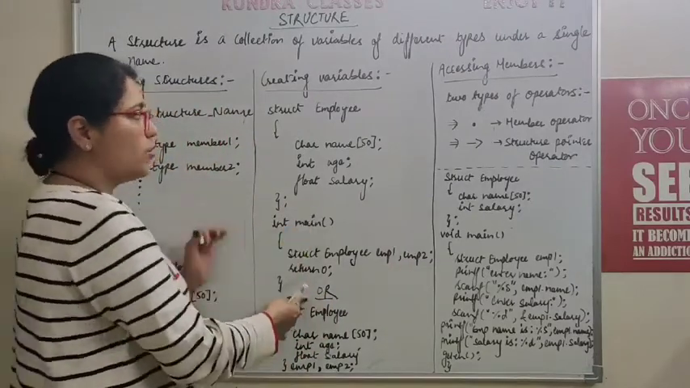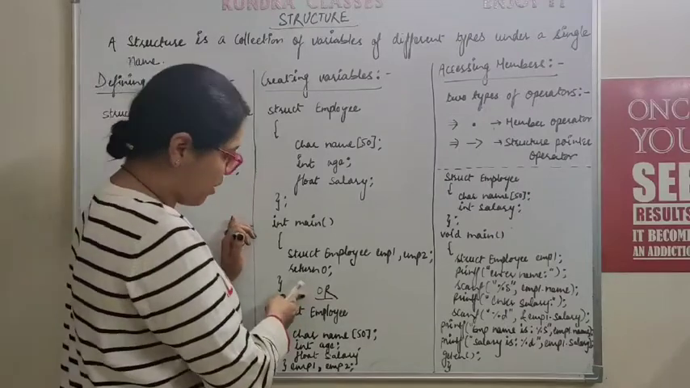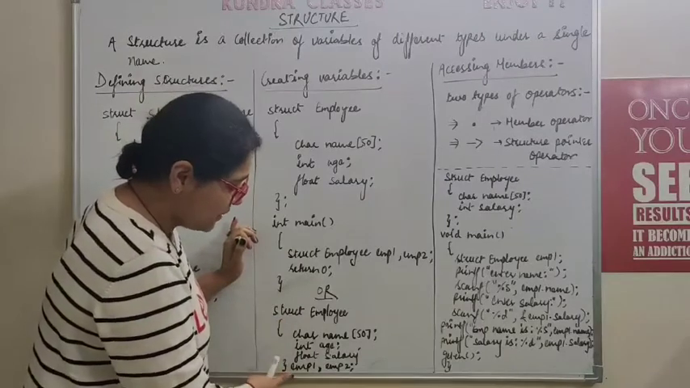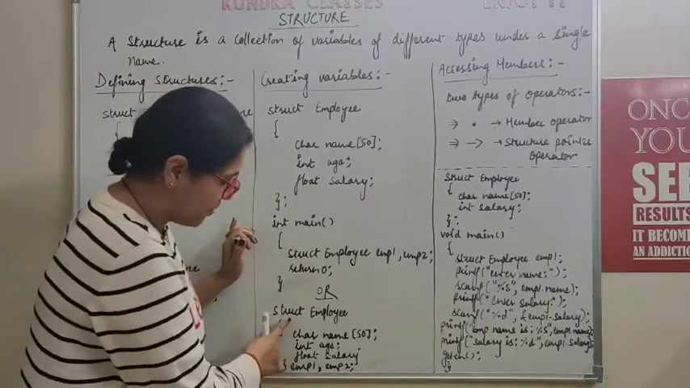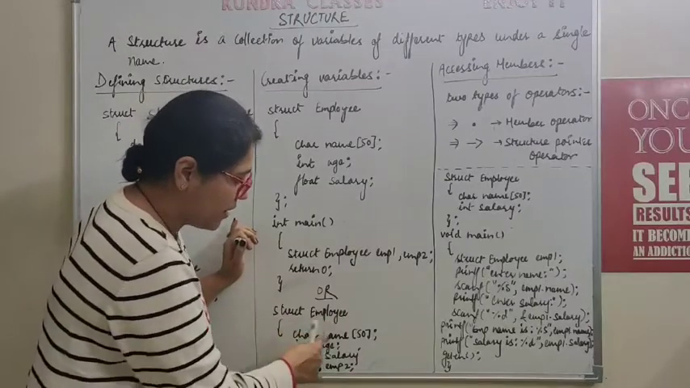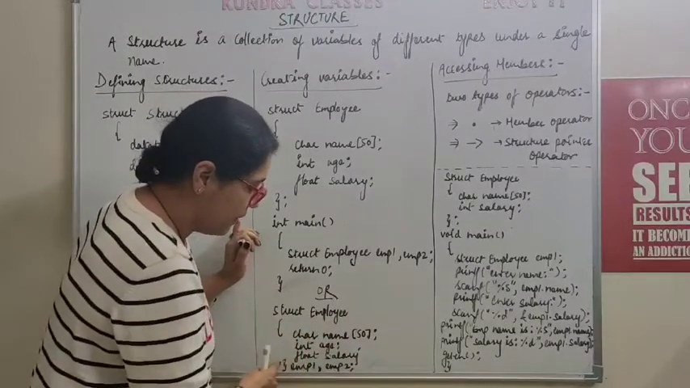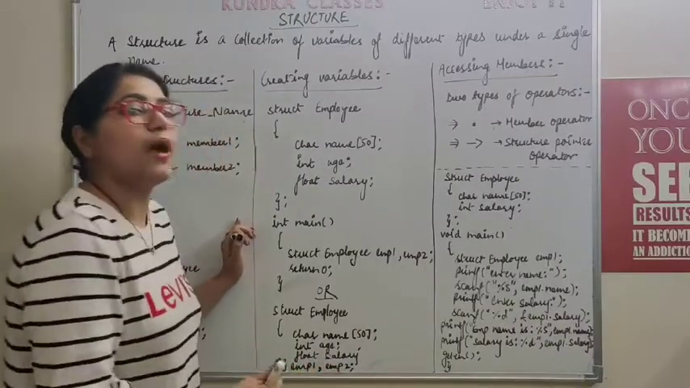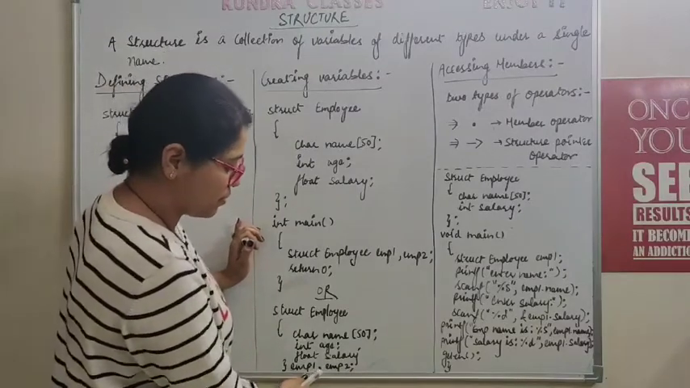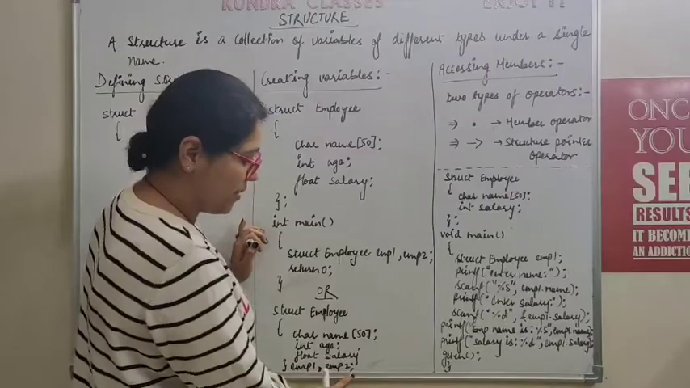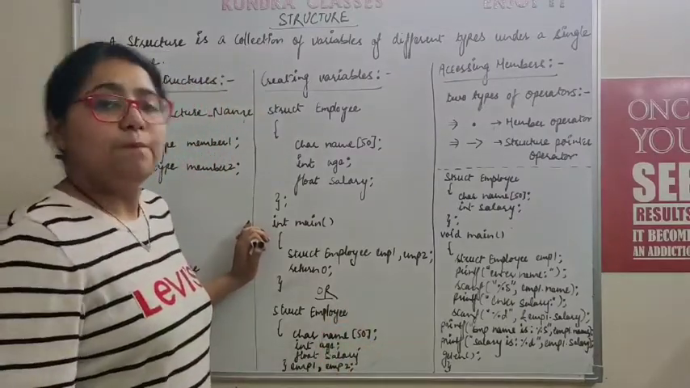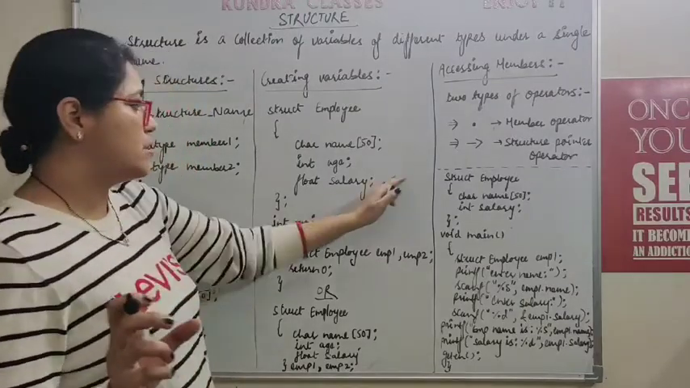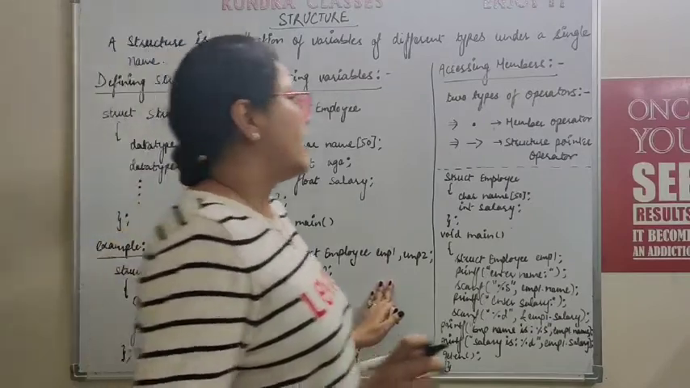This is one way we can create variables of a structure, and the other way is you can create the variable then and there with the structure. For example, struct employee, char name 50, int age, float salary, closing brace. As soon as you put in the closing brace, after that you can create variables of structure. आप create कर सकते variable of structure. emp1 and emp2 I've created, and then the semicolon will be mentioned after creation of structure variables. These are two ways you can create variables of structure.